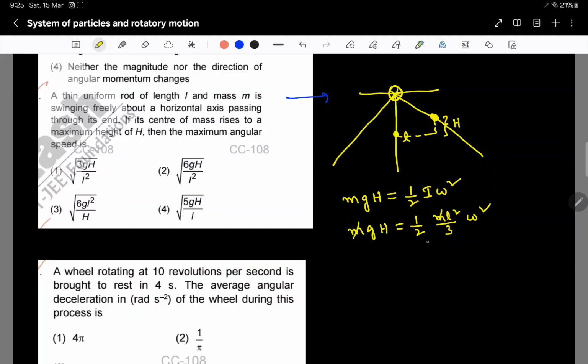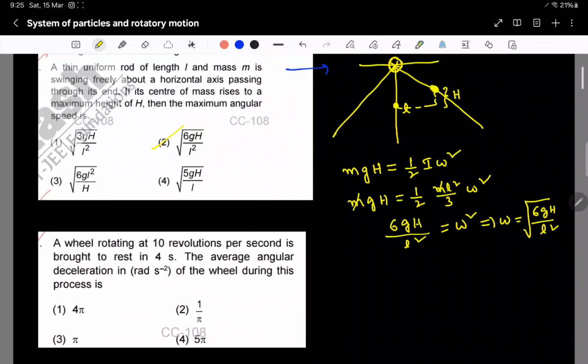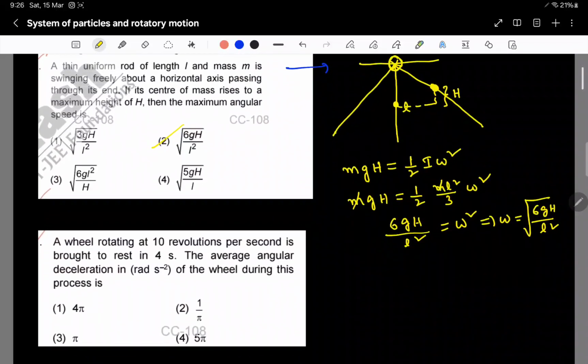Now m is cancelled. 3 into 2 is 6, so 6gH by L square equals omega square. Omega equals under root 6gH by L square. It is the second option, students. I think it's clear, conservation of energy related: potential energy mgh equals half I omega square. Yes, students, I think it is clear, it is important.